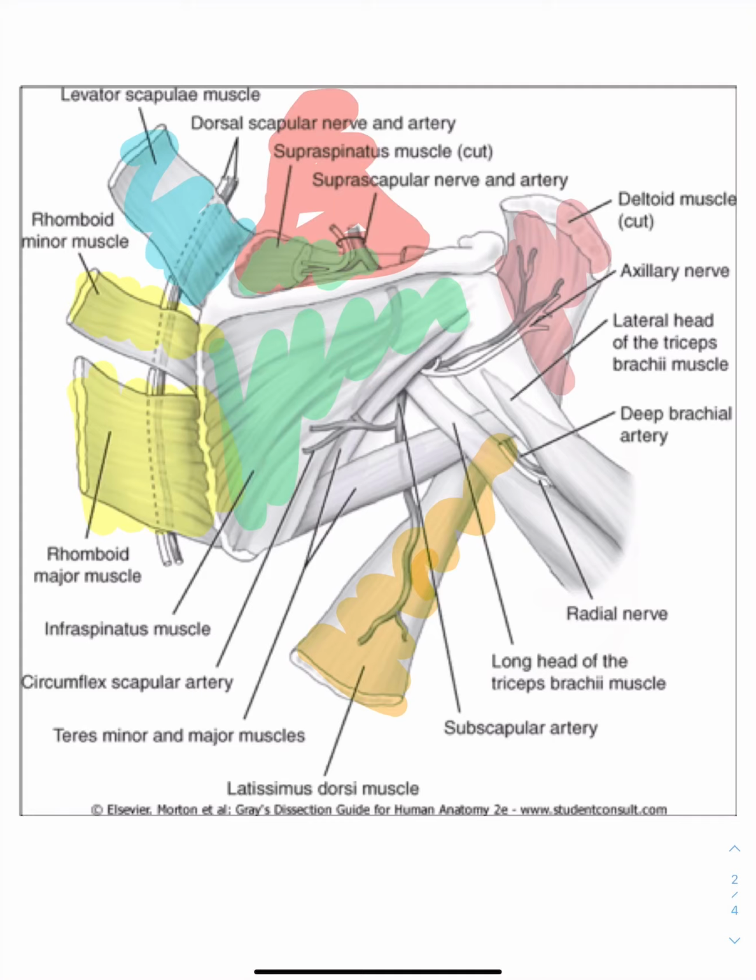Our last two muscles to talk about today are teres minor and teres major. Teres major is innervated by the subscapular nerve and assists in extending the arm as well as adduction and medial rotation of the scapula. Teres minor is innervated by the axillary nerve and assists in external rotation as well as a little bit of weak adduction of the scapula.